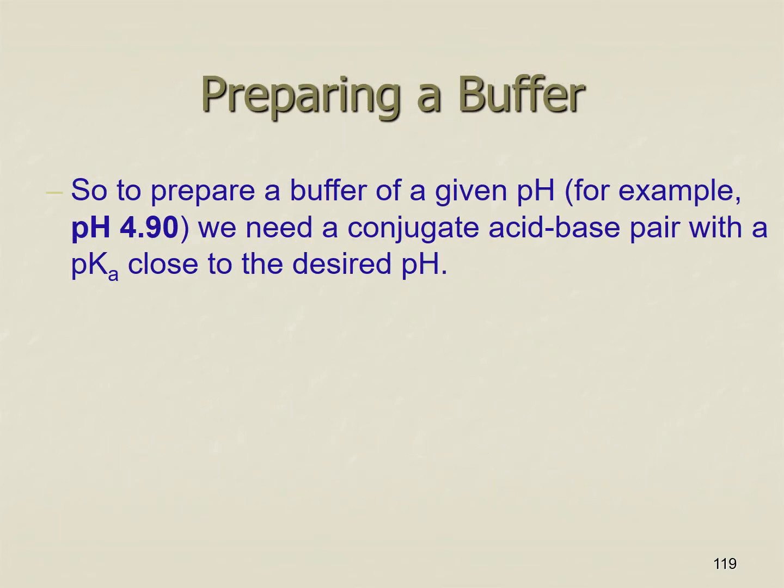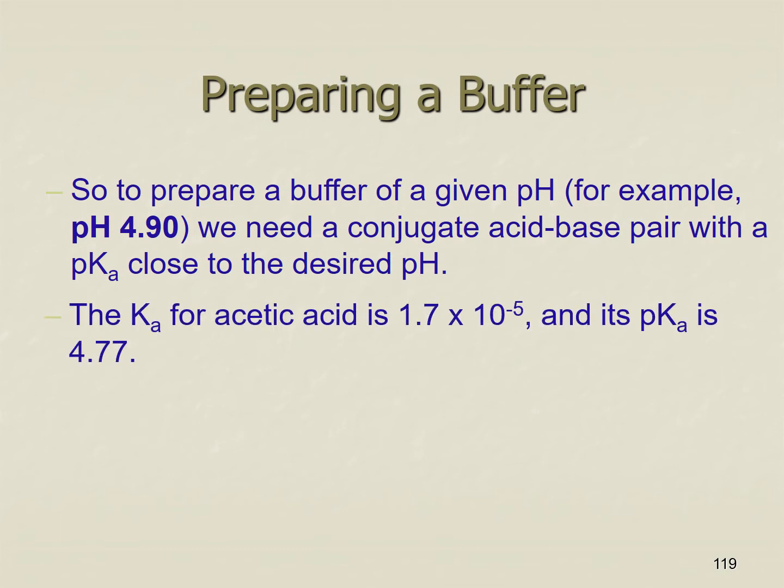All right, so what if we want to prepare a buffer of a pH of 4.9? So we need a conjugate acid-base pair whose pKa is close to that pH, and remember that means we need a pKa right around 4.9, or we can just say 5. We need a Ka that's somewhere around 10 to the minus 5. Well, it turns out that acetic acid has a Ka of 1.7 times 10 to the minus 5. So its pKa, if you take the negative log of that, is 4.77. So that indeed is close to 4.9.